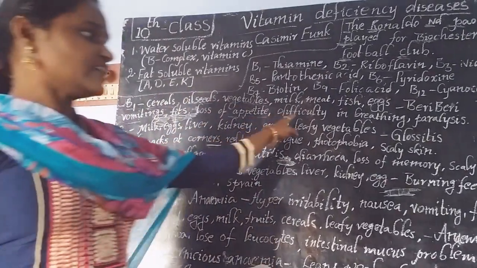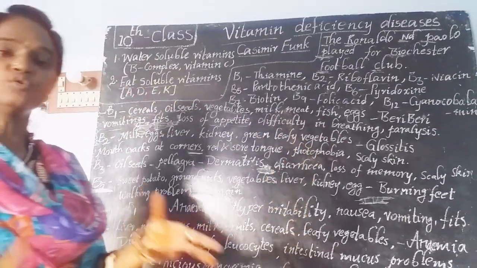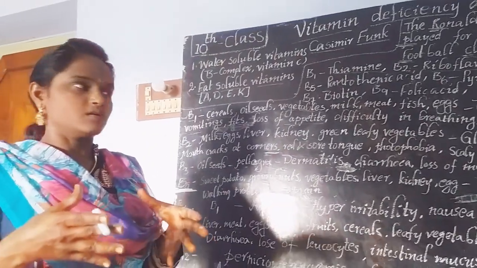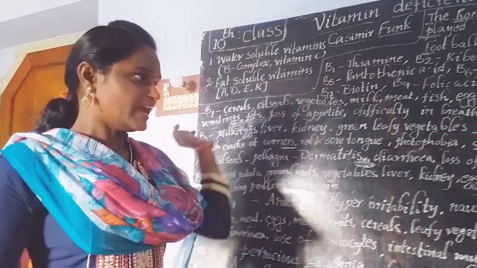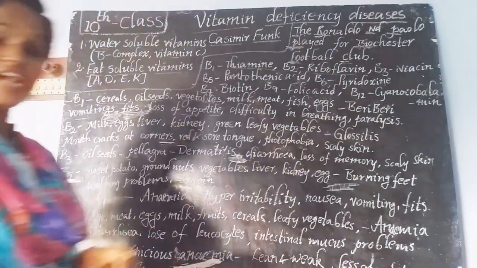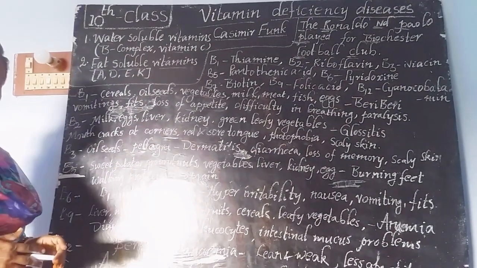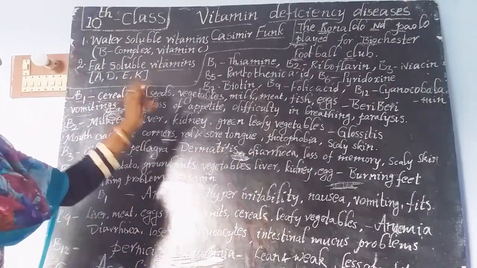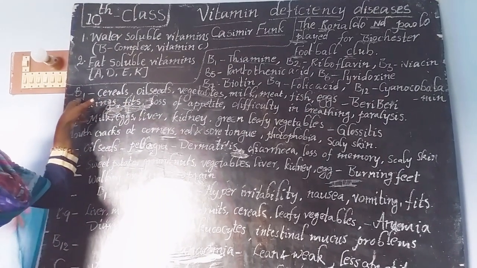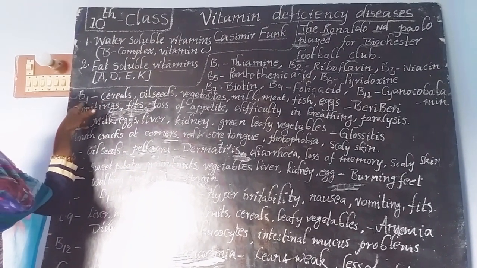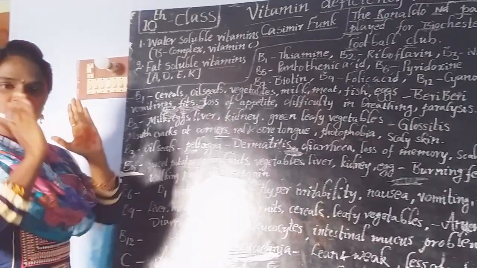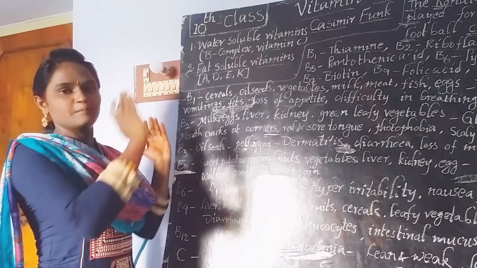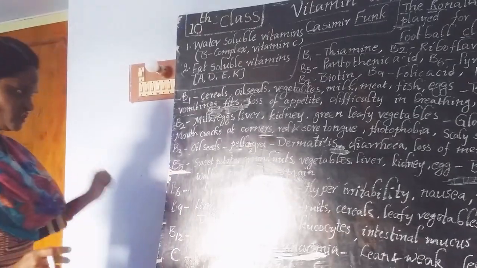And then difficulty in breathing. In order to take air, they feel difficulty. And at the same time, paralysis. In some people, we also identify paralysis because of deficiency of vitamin B1. Okay. The deficiency disease of B1 is beriberi. Then move to the next vitamin.